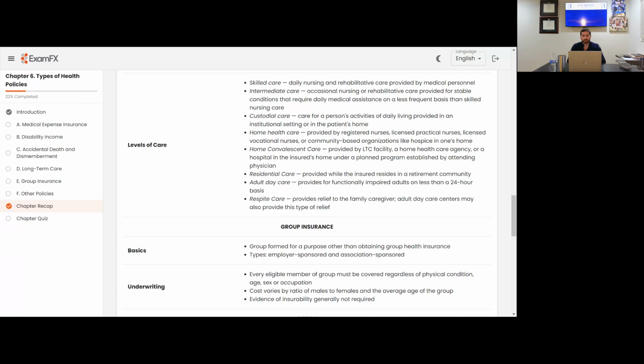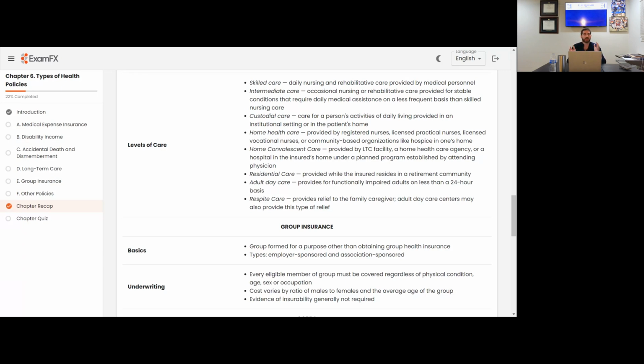Respite care provides relief to the family caregiver. Adult daycare centers may also provide this type of relief. So this is going to have some kind of funds to relieve the family caregiver, whoever it may be, and pay them for their services if it is a family member, and treat them as maybe that in-home nurse or whatever it may be.